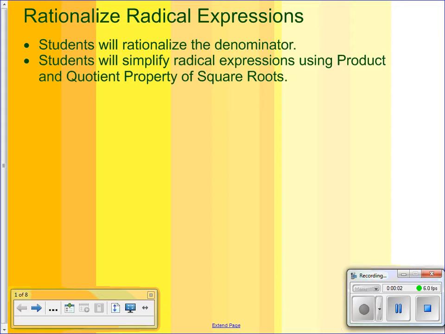This lesson will be rationalize radical expressions. You'll be able to rationalize the denominator and simplify a radical expression.